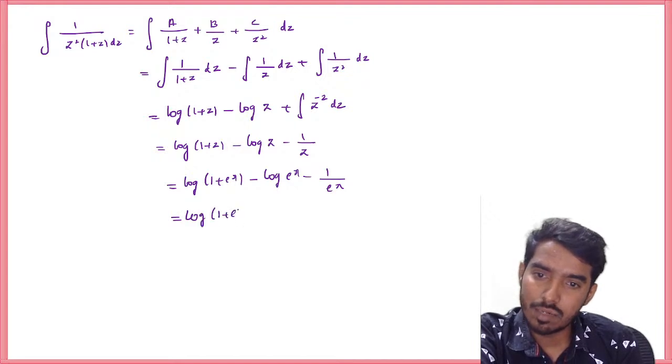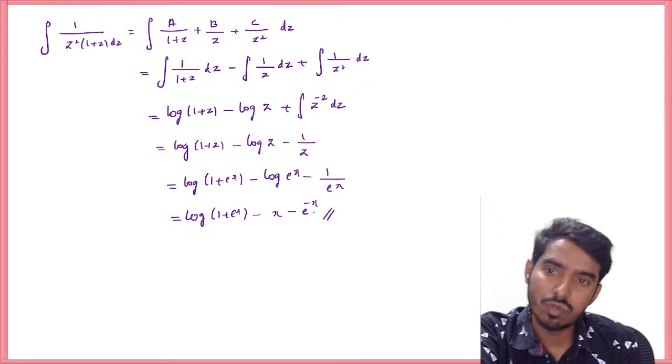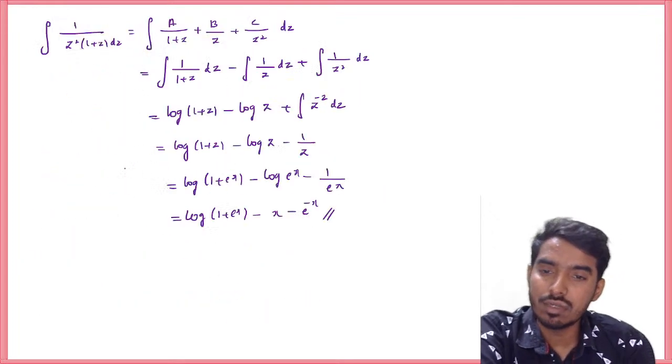So log of 1 plus e power x. This will be x, right? This will be minus e power x. This is your f of x. Now find g of x.